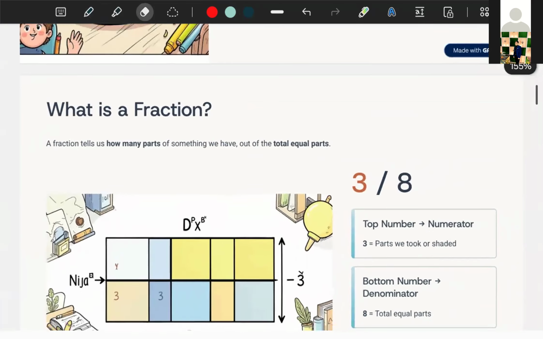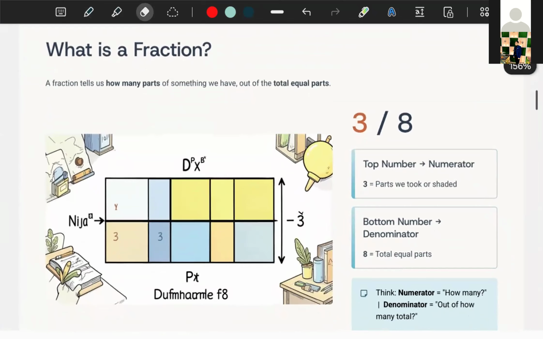Now it's time to think about what a fraction is, what the denominator and numerator are, and how the numerator and denominator together are called a fraction. So basically a fraction tells us how many parts of something we have out of the total equal parts. So a fraction tells us how much part we have in terms of the total that is present. Suppose we take the example of the pizza, where our answer is 3 upon 8, meaning 3 is the numerator and 8 is the denominator.